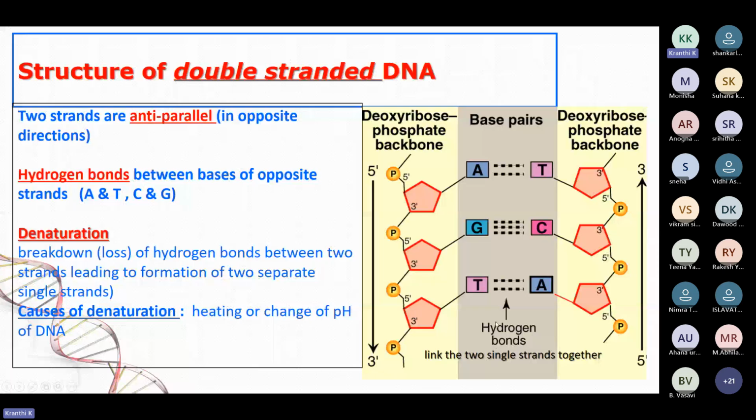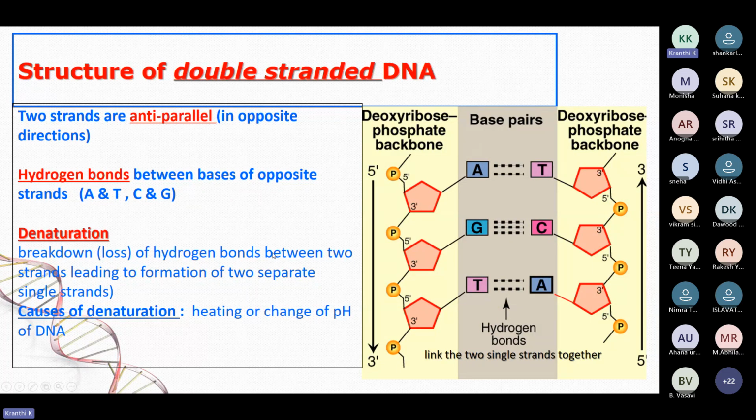Okay. So these are the hydrogen bonds. So this is the link between the two strands, right? So two strands are anti-parallel in opposite directions. Then hydrogen bonds between bases of opposite strand, AT and CG. Then denaturation. So when can you find the single strand?